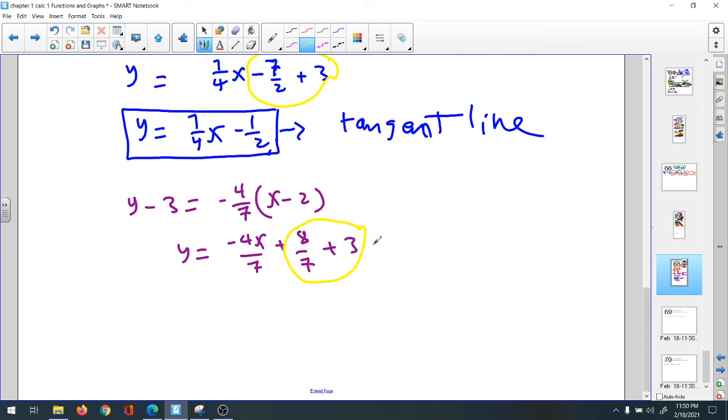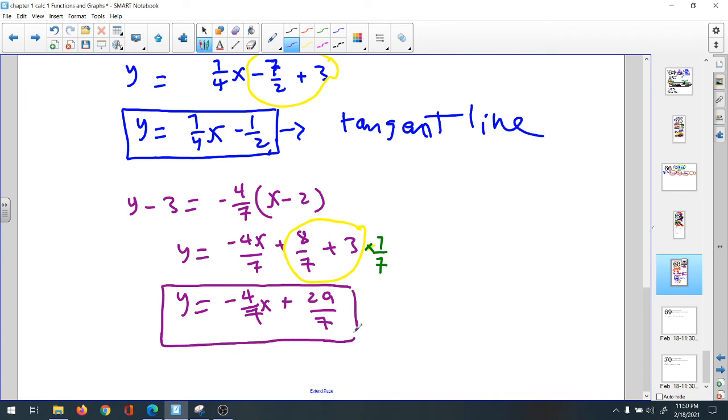Of course, we could multiply 3 by 7 over 7 to have the same common denominator. So the equation will be y equals negative 4 over 7 x plus, 3 times 7 is 21, 21 plus 8 is 29, 29 over 7. So it's negative 4x over 7 plus 29 over 7. That's the equation of the normal line.